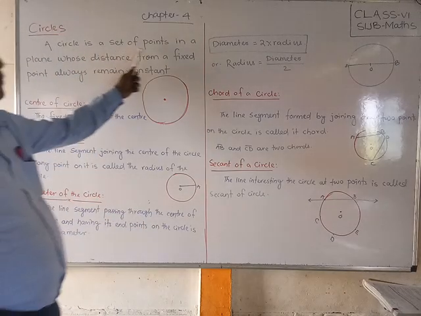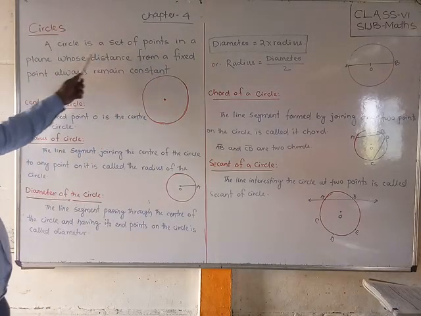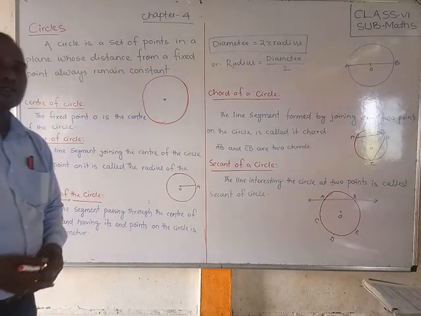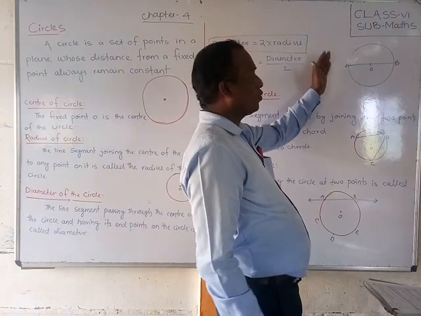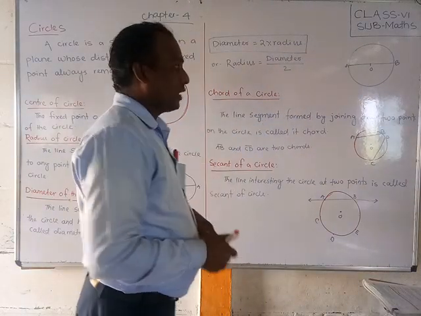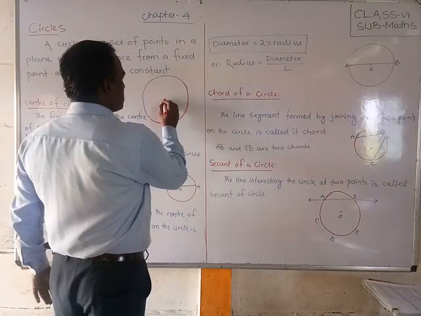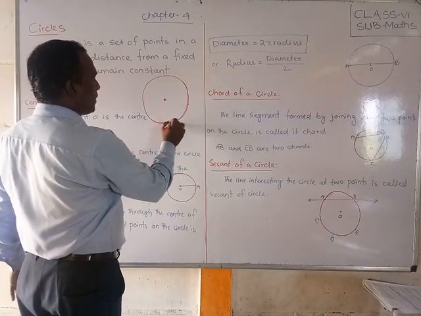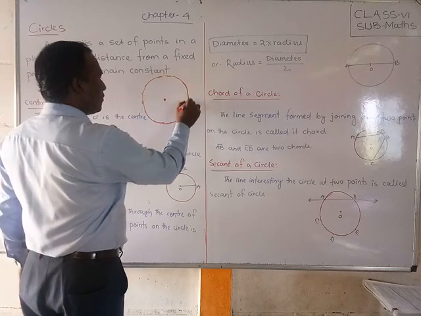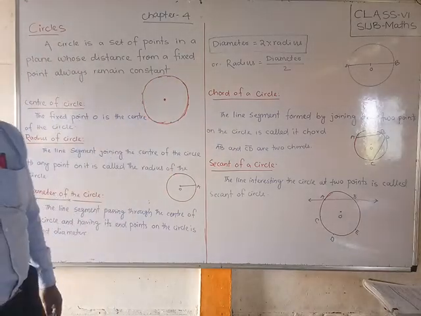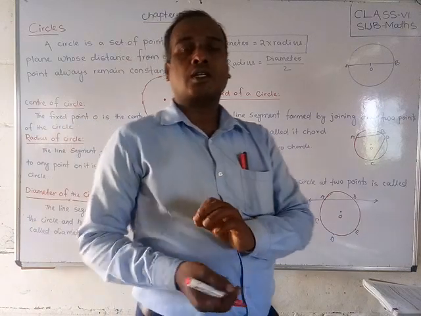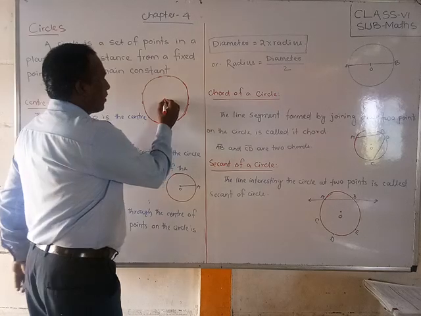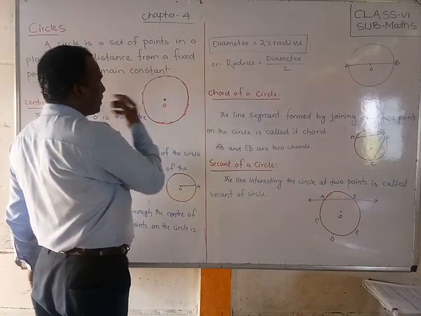A circle is a set of points in a plane whose distance from a fixed point always remains constant. That means, suppose this white board is a plane surface, and there is one fixed point. If you arrange all the dots at an equal distance from the fixed point, what it forms is called a circle. And that fixed point is called the center of the circle.